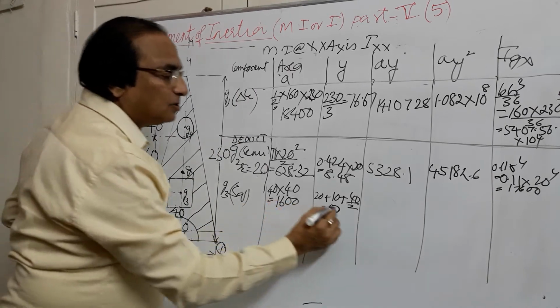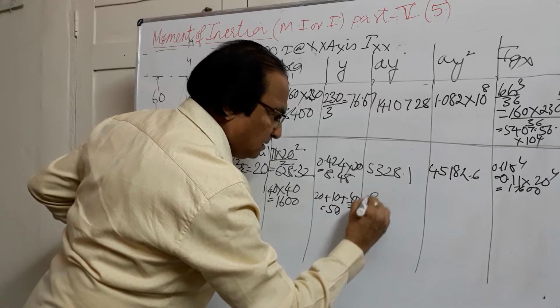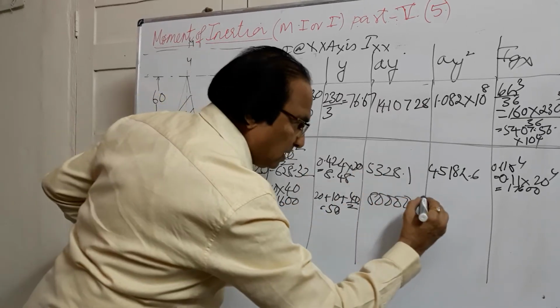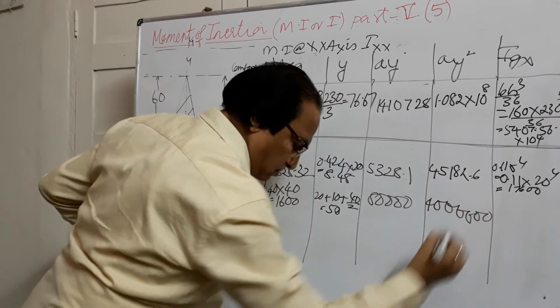If I multiply these two, you get the value as 80000. Again if you multiply these two, you get 4000000.